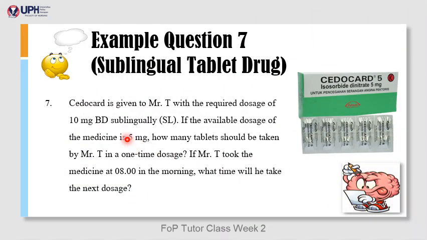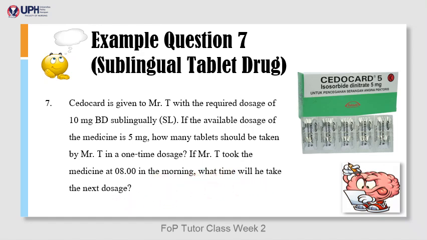Now, example 7, this is a sublingual tablet. You put it under the tongue. So it's ISDN or isosorbide dinitrate 5 milligram, or what we call Sedocard. So this is given to Mrs. T. A required dosage is 10 mg BD sublingually. If the available dosage is 5 mg, how many tablets should be taken in one-time dosage? And if it's been taken at 8 in the morning, what time will he take the next dosage?